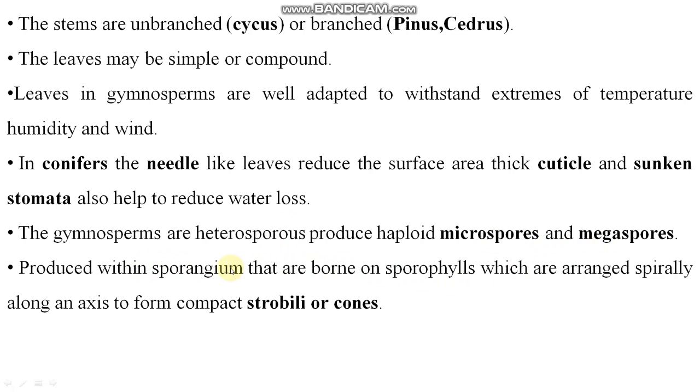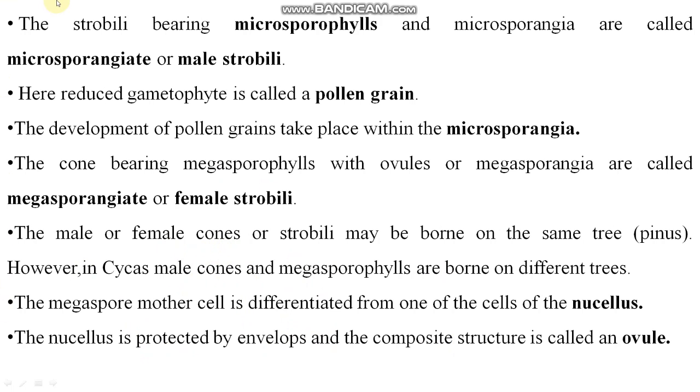They are produced within the sporangium that are borne on sporophylls, which are arranged spirally along an axis to form compact strobili or cones. You know the cone, you know the sporangium, right? So the strobili bearing microsporophylls and microsporangia are called microsporangiate or male strobili. Students, remember it, microspore represents the male part of the plant. When it is said megasporangiate or megaspore, it represents the female part.